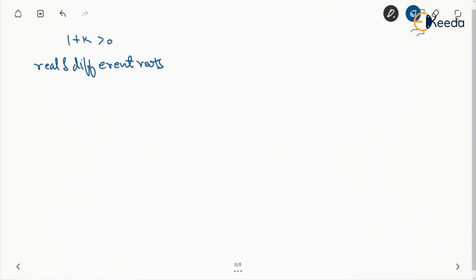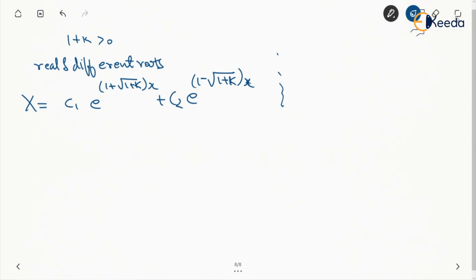In that case, this x is going to be c1 times e to the power of 1 plus under root of 1 plus k times x, and the other one will be c2 times e to the power of 1 minus under root of 1 plus k times x. So these are two roots we are going to have. Other than that, for m equal to minus k, in this case we are going to get y equal to c3, let's say another constant, e to the power of minus ky.